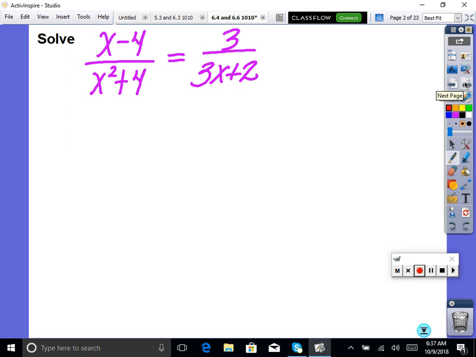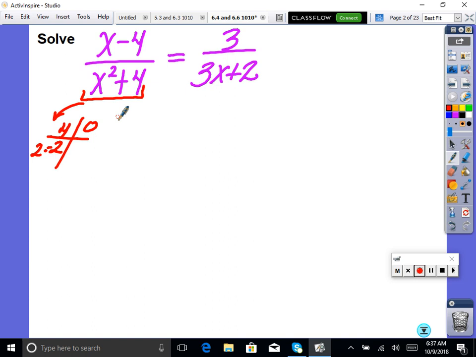Okay. So with this one it says factor. We have to do our first step, restrict. So let's restrict. Now it's easiest to restrict if your denominators are factored, but look. This piece doesn't factor. What multiplies to be 4 and adds up to be 0? It would need to be 2 times negative 2, which is not positive 4. So this is one that doesn't factor.